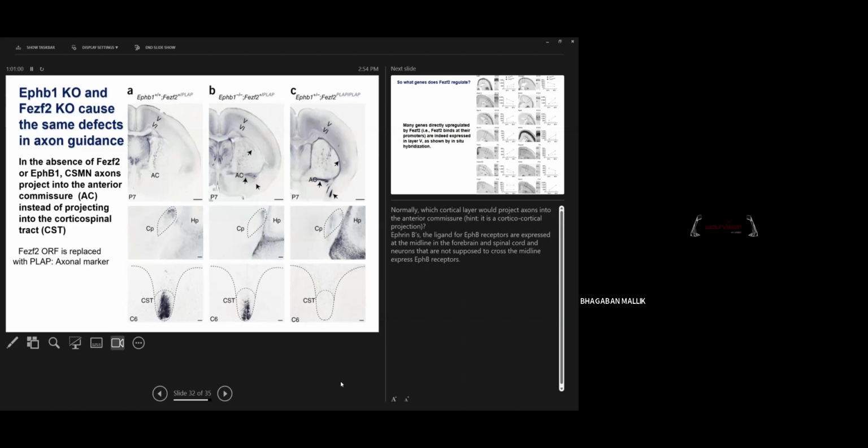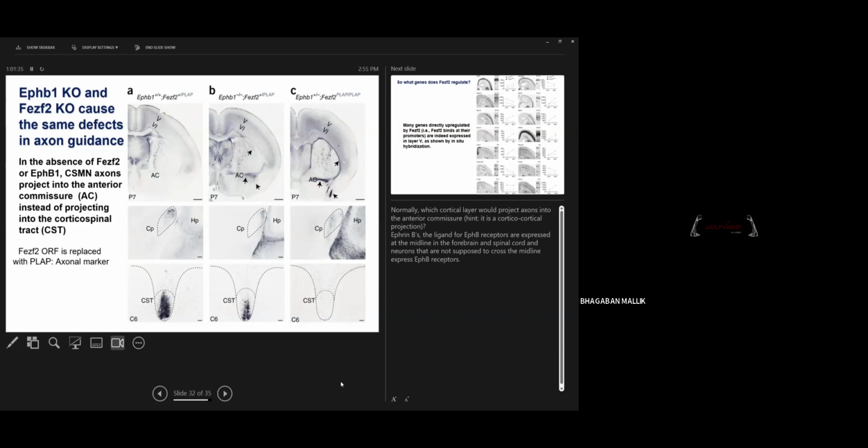It also serves as an axonal marker. So the PLAP is replacing FEZF2. Here this mouse has one copy of FEZF2 and the other copy is replaced with this marker. So this serves as a wild type mouse. You can see that because of good expression of these two proteins, EPHB1 and FEZF2, you have projecting neurons to the corticospinal tract. You can see that the neuron is projected to the corticospinal tract.